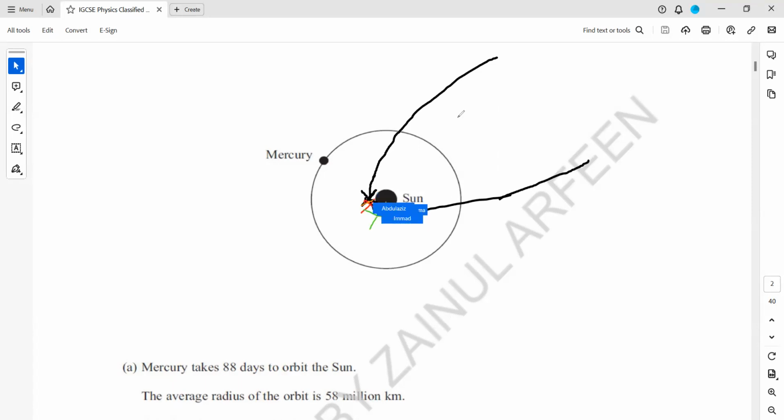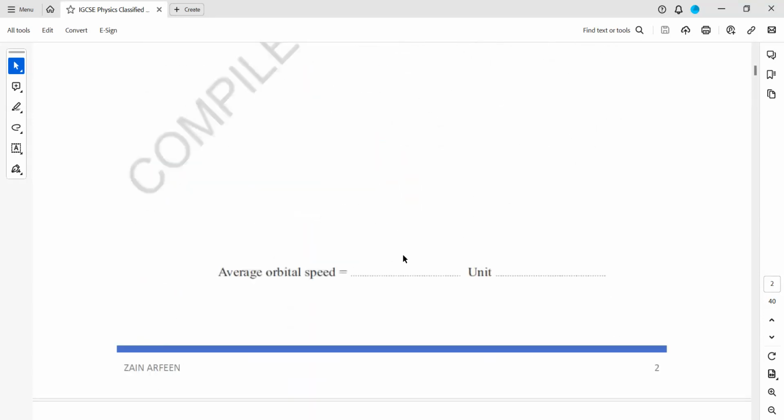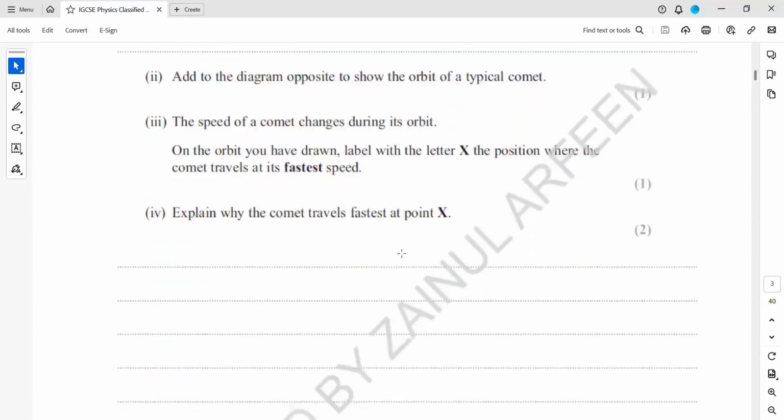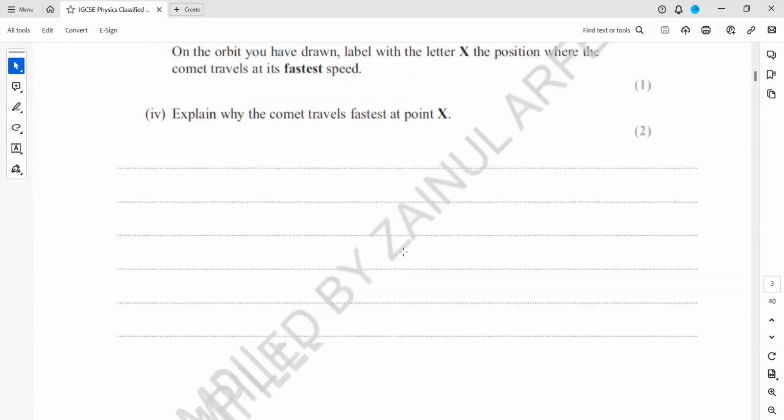So near the sun, because it will have a smaller gravitational potential energy, and the total energy is conserved, so it should have the highest kinetic energy. So near the sun, at the minimum position, where it is at minimum displacement, it should have the maximum speed or kinetic energy. Explain why the comet has its fastest speed at point X. So you have to mention that the energy is conserved.